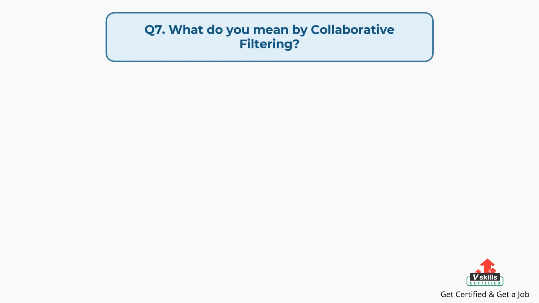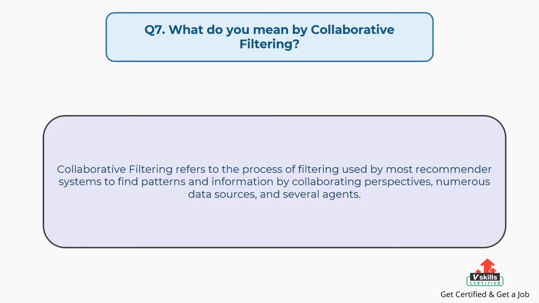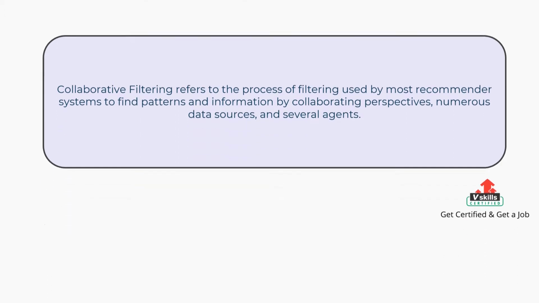Question number 7. What do you mean by collaborative filtering? The answer is: collaborative filtering refers to the process of filtering used by most recommender systems to find patterns and information by collaborating perspectives, numerous data sources, and several agents.